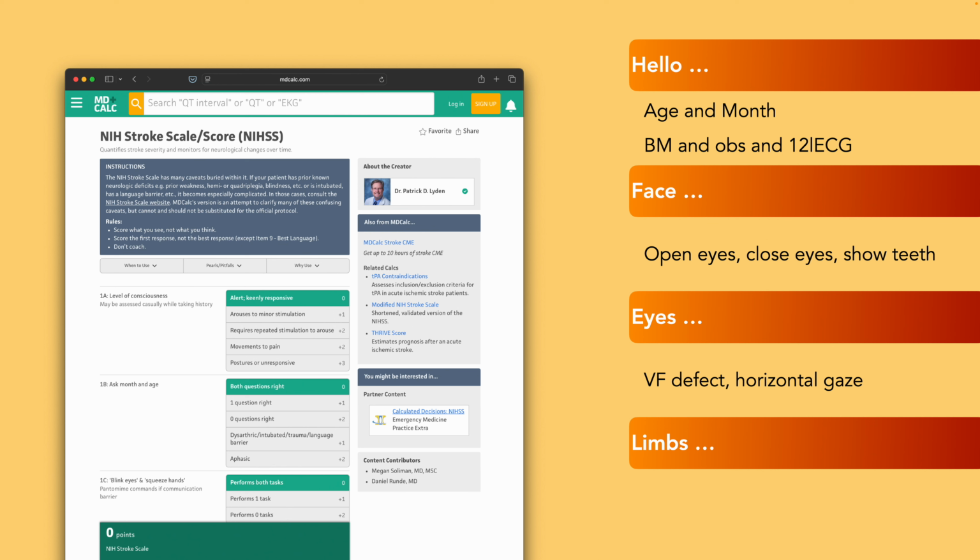For limbs, I test all 4 limbs, sensory and motor. For motor, you do drift, so it's 10 seconds upper limb at 90 degrees, or 45 degrees if they're supine. You only assess lower limb supine. You can't assess them in a chair, so you have to get them on a gurney. You want their limb to about 30 degrees and see how long they can hold that. The only other thing you need to add is your finger-nose-finger and your heel-shin test for those cerebellar signs.